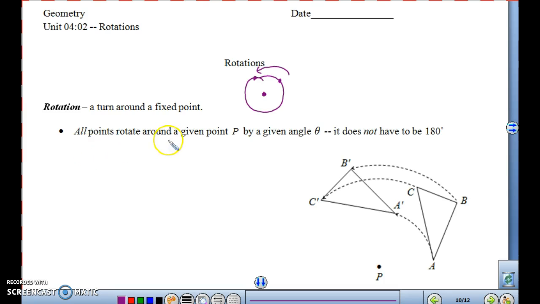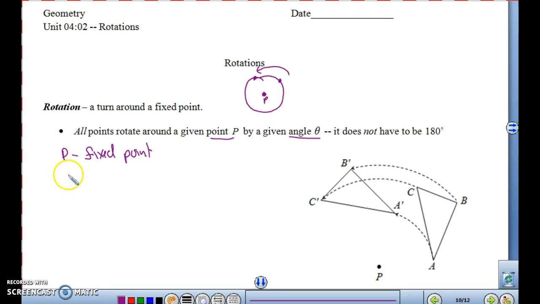So all points rotate around a given point P by a given angle theta. It does not have to be 180 degrees. Now remember, P is your fixed point. That would be, for example, the center of your rotation. So here would be point P on your steering wheel. Now, the angle theta, you can turn however many degrees you want. Theta just stands for some angle that we're going to turn. We don't know what it is.